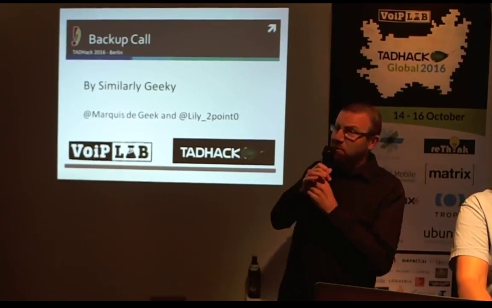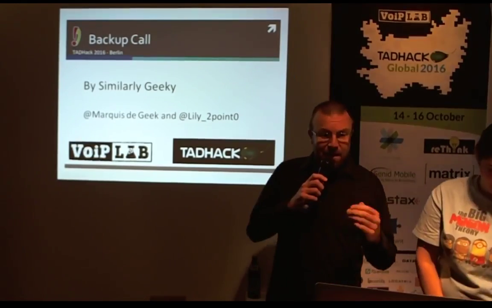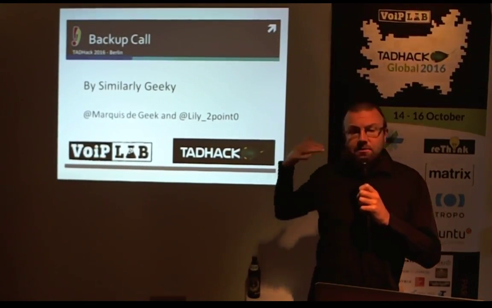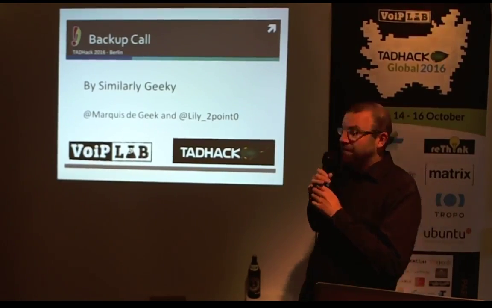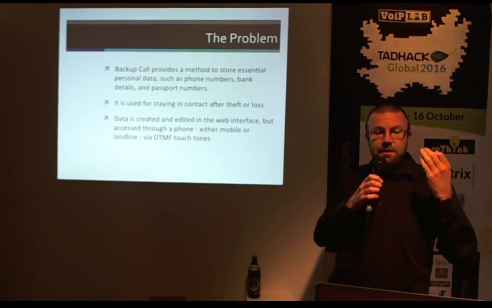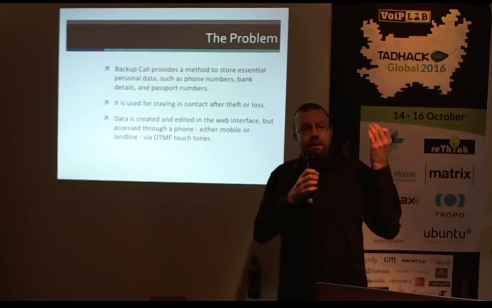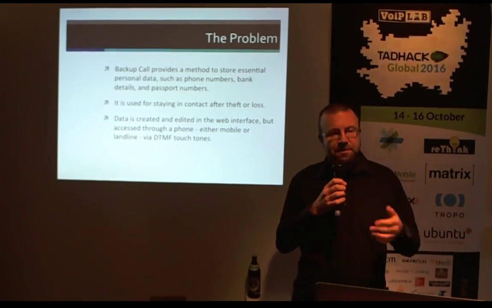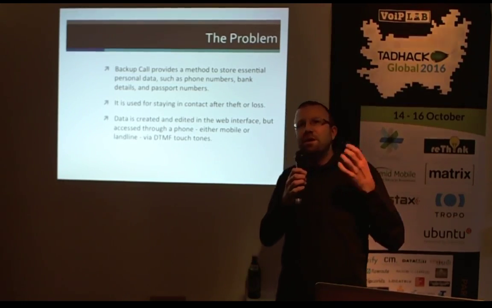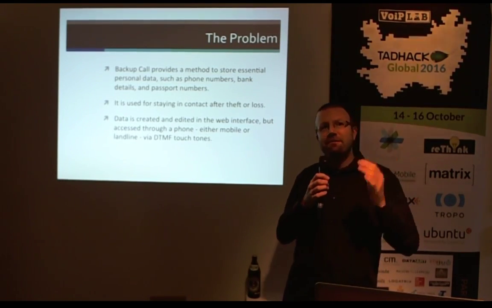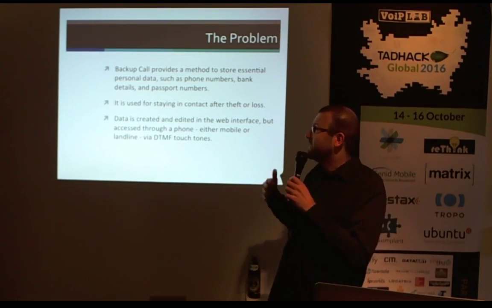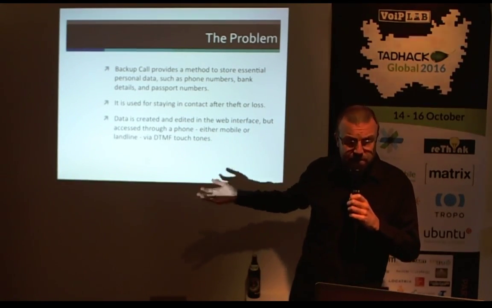So this is backup call. This is a little thing, again, using Tropo. As we say, this provides a method for holding interesting personal data. Examples that we've been looking at are phone numbers, bank details, passports, this sort of thing. Things that you wouldn't necessarily remember, but becoming very useful if there's a problem. Can be used to stay in contact if you lose or your phone is stolen.